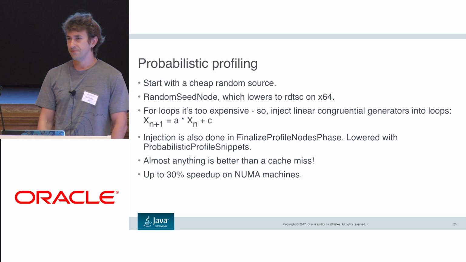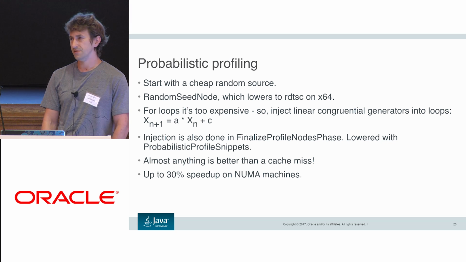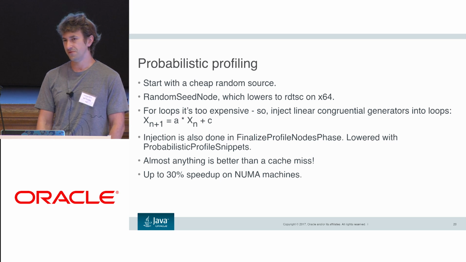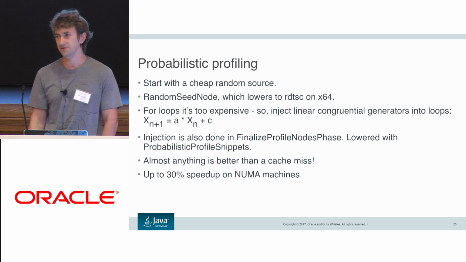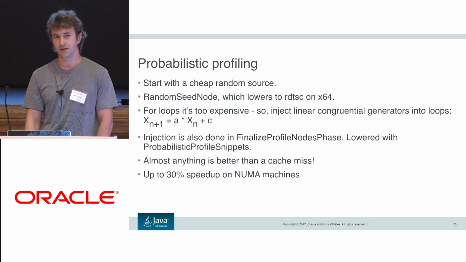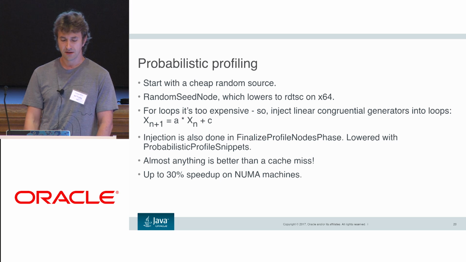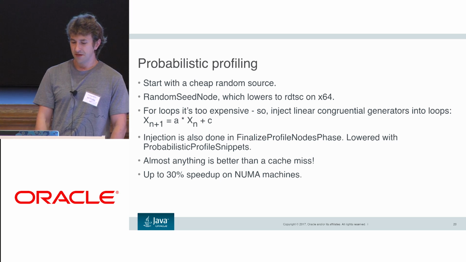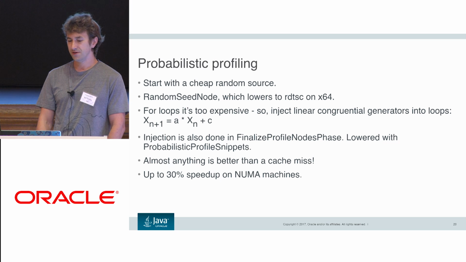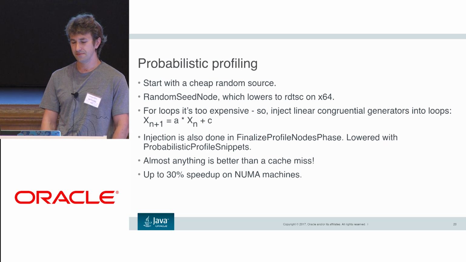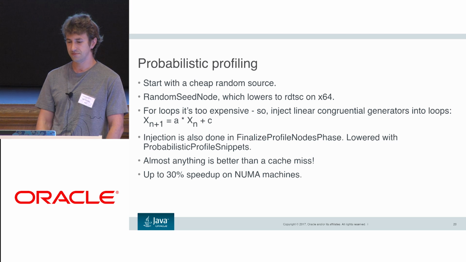To cheaply implement random, we start with introducing a random seed node that lowers into RDTSC on Intel. Although it's a reasonable random source for our purposes, it's too expensive to use in loops. So for loops, instead, we insert LCG pseudo-random generators, which essentially mul and add. Turns out that some arithmetic is way better than touching memory. It pays off a great deal, and this approach results in about 30% speed up on several benchmarks on NUMA systems.